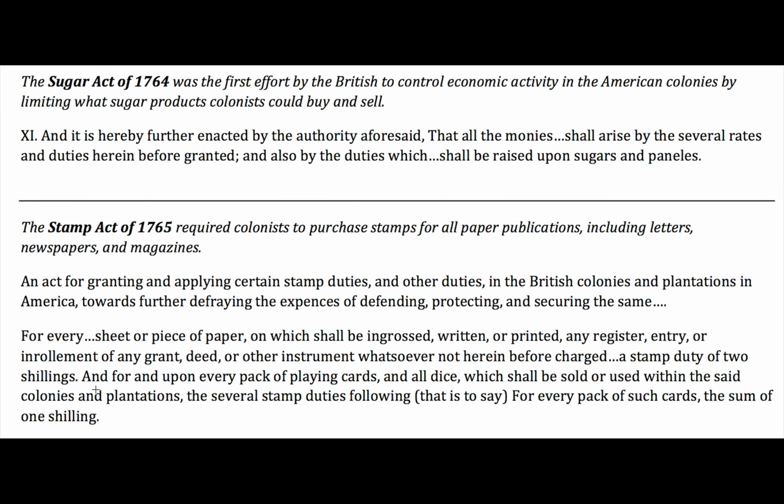"And for and upon every pack of playing cards," now they're taxing playing cards, "and all dice, which shall be sold or used within the said colonies and plantations, the several stamp duties following, that is to say, for every pack of such cards, the sum of 1 shilling." So not only are they trying to tax their letters and their newspapers, now they're going after their playing cards. So these are two British policies that were placed towards the American colonies from 1764 to 1774.